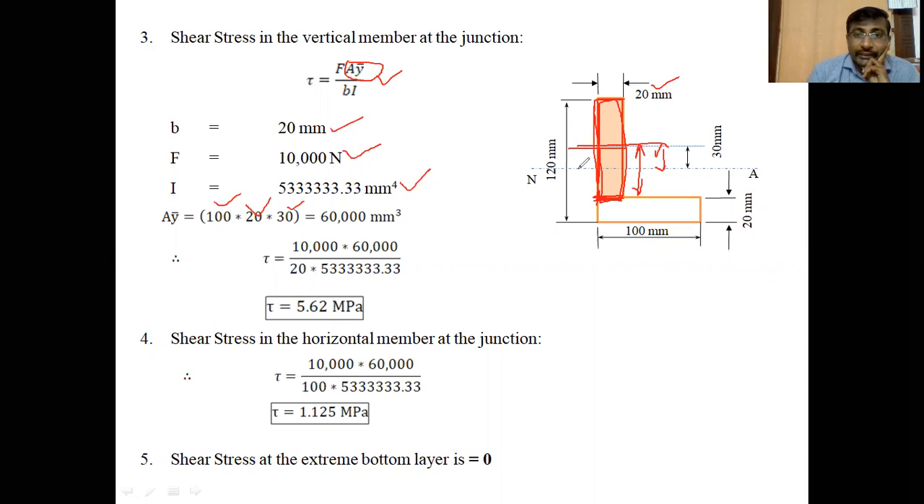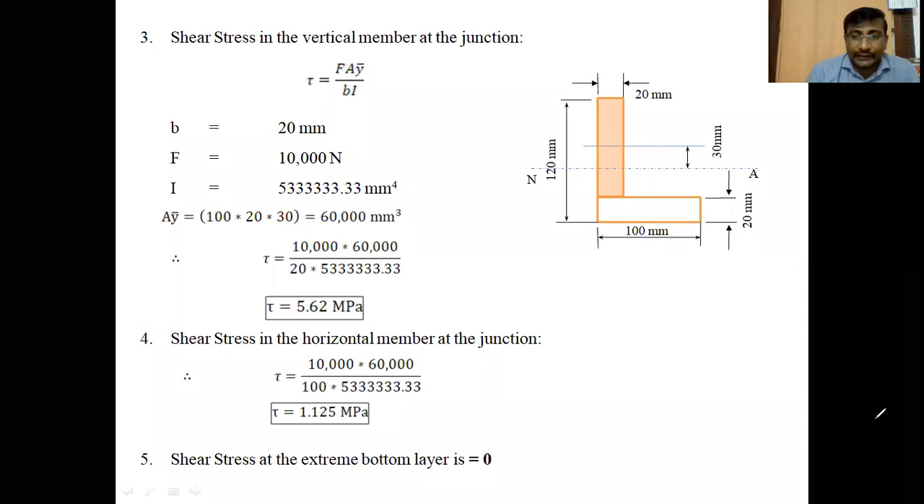Again, the neutral axis is located at a distance of 40 mm from the bottom face. So this is the 40 and this is the 50 and the remaining distance is 20. That means the total distance of this CG from the bottom face is 50 plus 20, 70. 70 minus 40 gives the distance between the two axes: 30 mm. So A y bar you have to find like that. After finding it, 60,000 mm cube is the A y bar value for the shaded portion about the neutral axis.